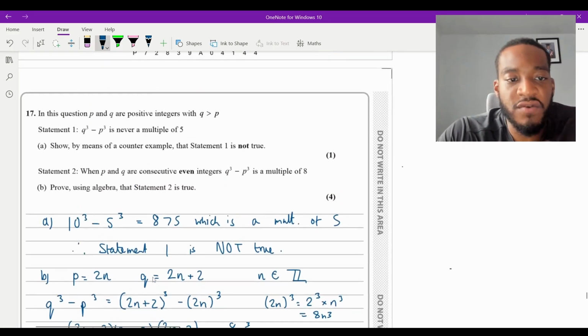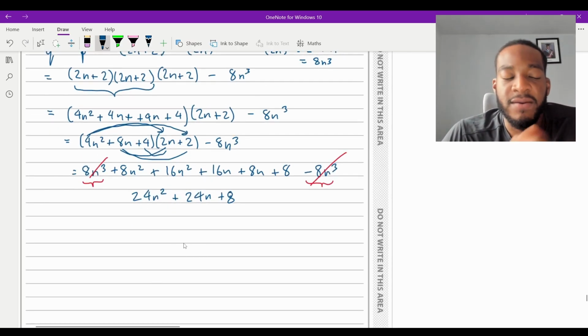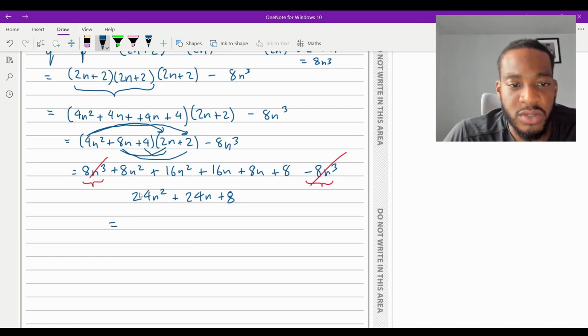And remember, the question asks us to prove that statement 2 is true, which is that this is a multiple of 8. Now, if this is a multiple of 8, it means that I'll be able to take out an 8, which you can do, can't you? Because 24, 24, and 8, they all have a factor of 8. So we'll take out an 8. That will give me 3n squared plus 3n plus 1. Yep, that's fine, that's okay with me, I believe.